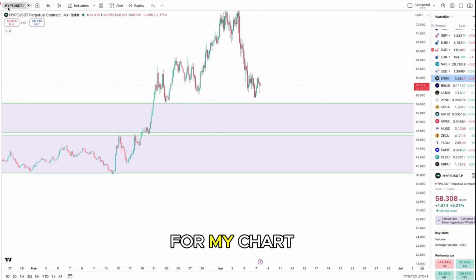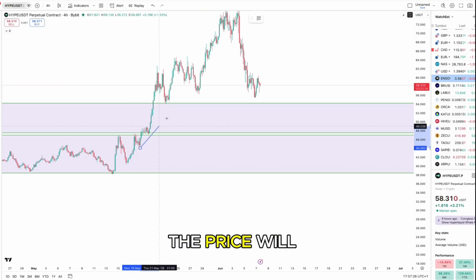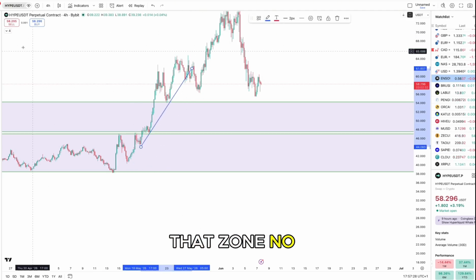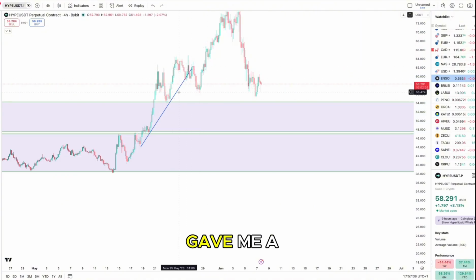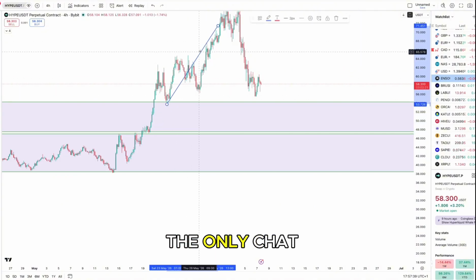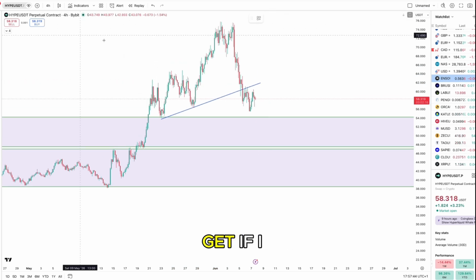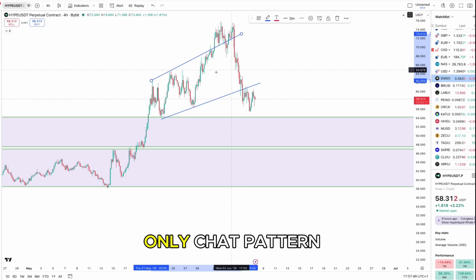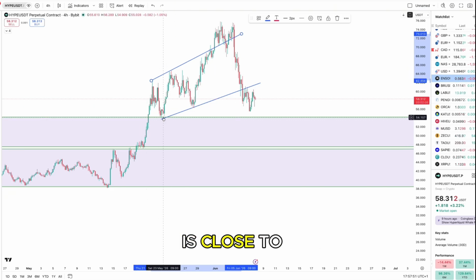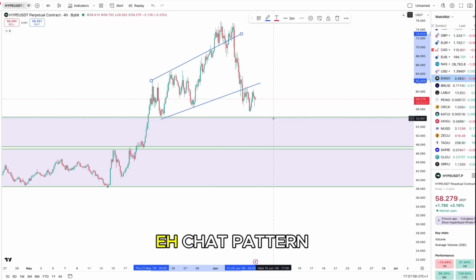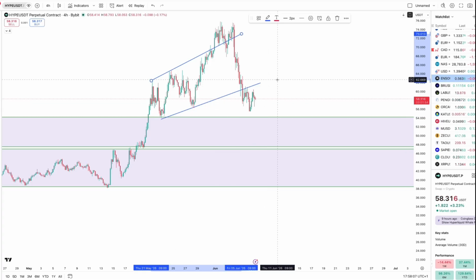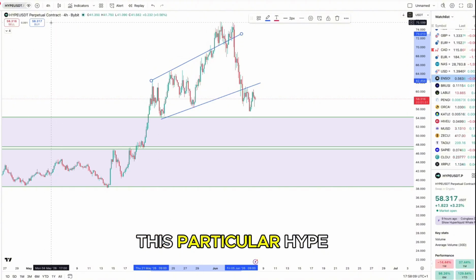That's where I should be looking for my chart pattern to know if the price will get back to that zone. No, none of my chart patterns gave me a good structure. The only chart pattern I have here that might be good, I don't know if I could get this. So this is the only chart pattern I had, but you see that the market is close to playing out on this chart pattern. So apparently it's a no trade for me. There is nothing I'm looking at on this particular hype.